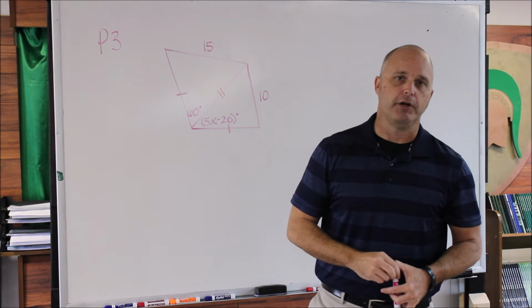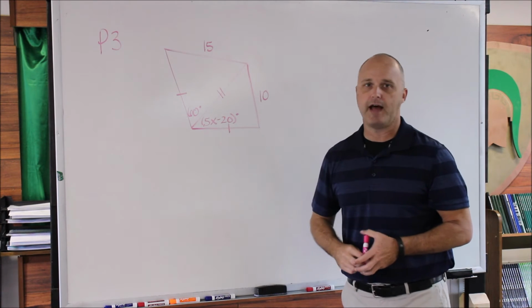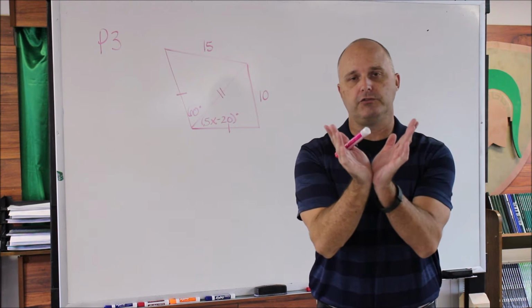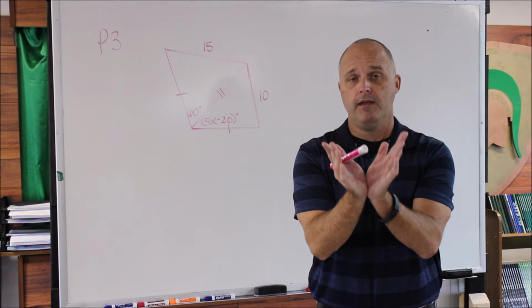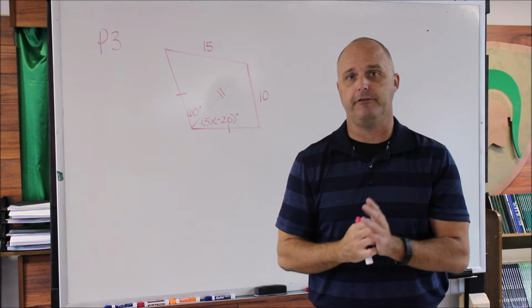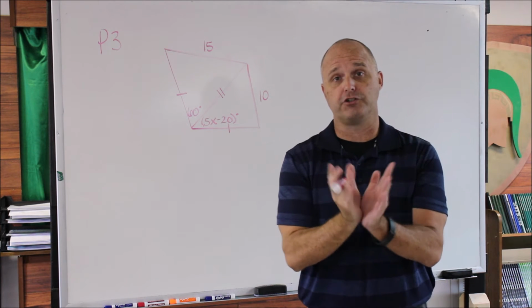So for problem number 3, we're going to use the converse of the hinge theorem to determine the possible values of x for this diagram. Now, the converse of the hinge theorem states that if you've got two sides of two triangles that are congruent, and then the third sides are different lengths, so one side is longer than the other, then the triangle that has the longer third side is going to have the larger angle.